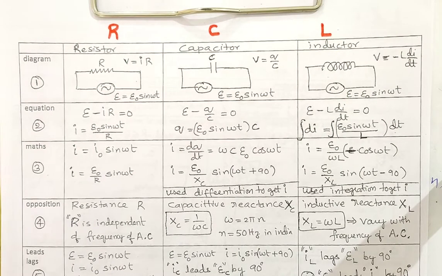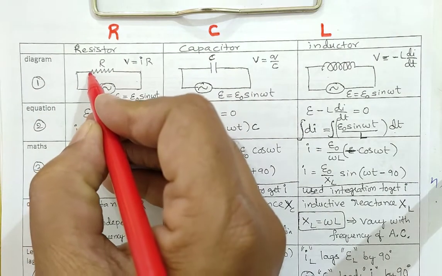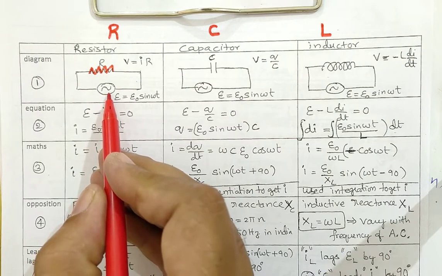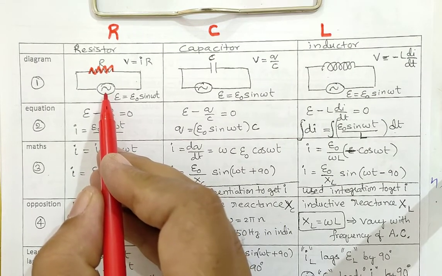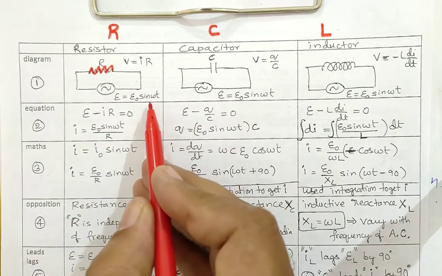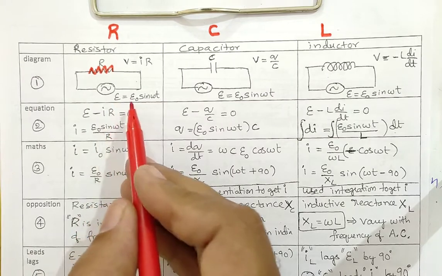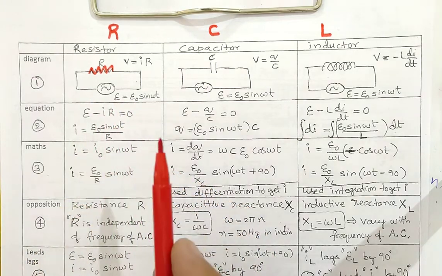So the point here is, once you have a resistor and send alternating current through it, this is not the sign of a battery, it is the sign of an alternating EMF which varies sinusoidally. E0 is the maximum value, E is the instantaneous value.